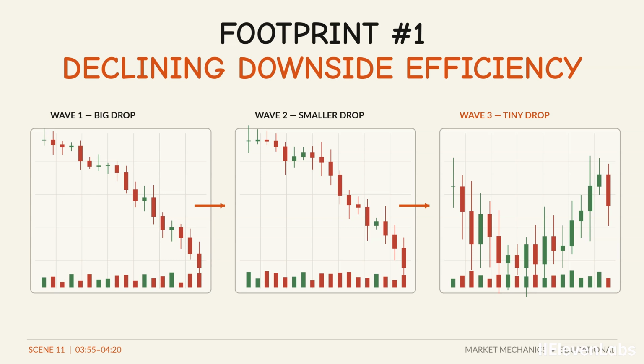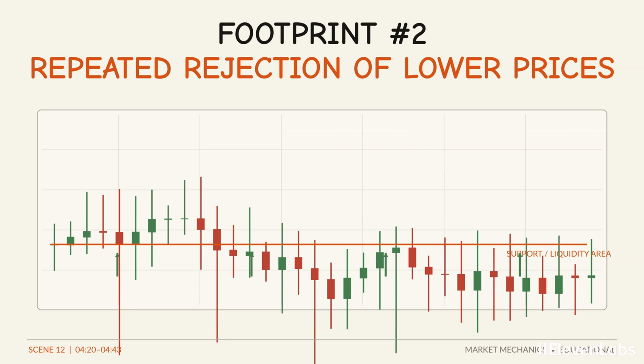Footprint number 2 is repeated rejection of lower prices. Price probes beneath an area and closes back above. Later it tests the same region again and is rejected again. One wick means very little. Repetition becomes more interesting because the market keeps testing lower prices and repeatedly fails to remain there.